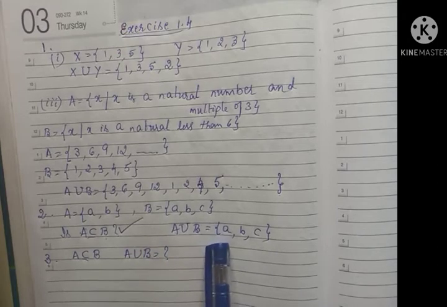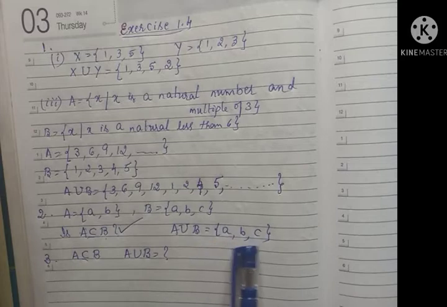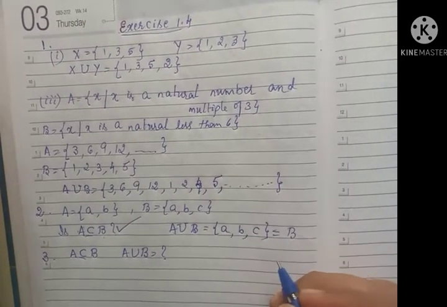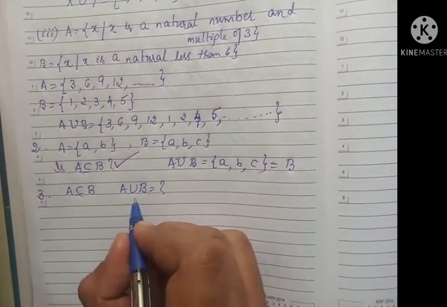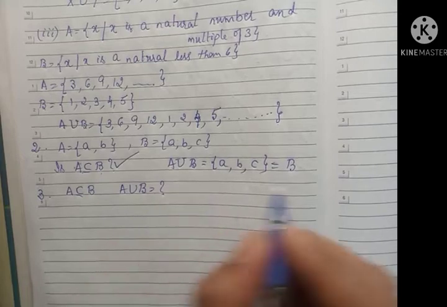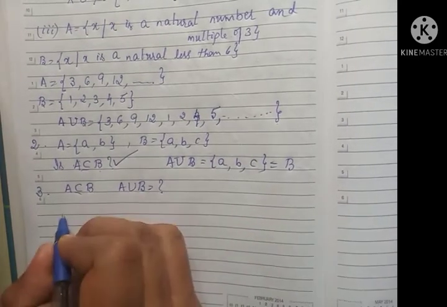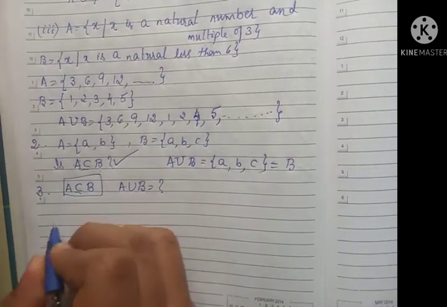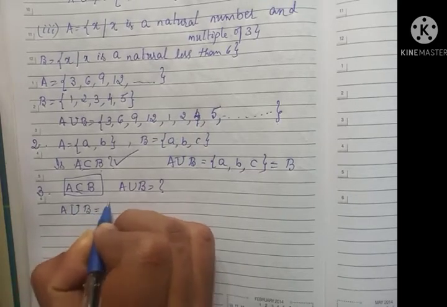By the previous example you can easily observe A union B has the elements a, b, c. This is nothing but B. Now without taking the example, I have to prove that A union B is nothing but B. Remember, you have to use this condition. So I'll write the definition of A union B. What is A union B?